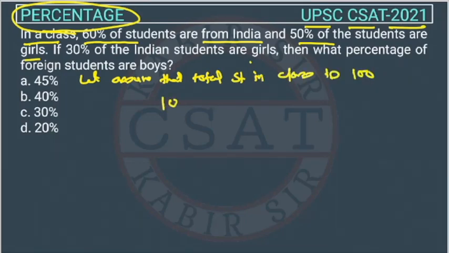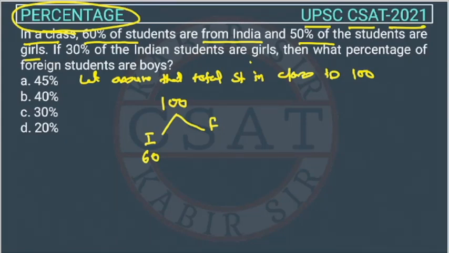So now there are 100 students. Okay, what is given in the first statement? 60% of the students are from India. So in this 100 there are from India, right? And these are foreign students. So how many are from India? 60%. 60% of 100 will be 60, right?